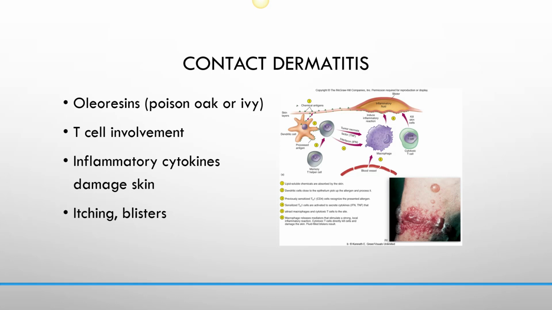Plant oleoresins also involve these T cells, so contact dermatitis. Inflammatory cytokines damage the skin, leading to itching and blisters. So that's another example of type 4 hypersensitivity.